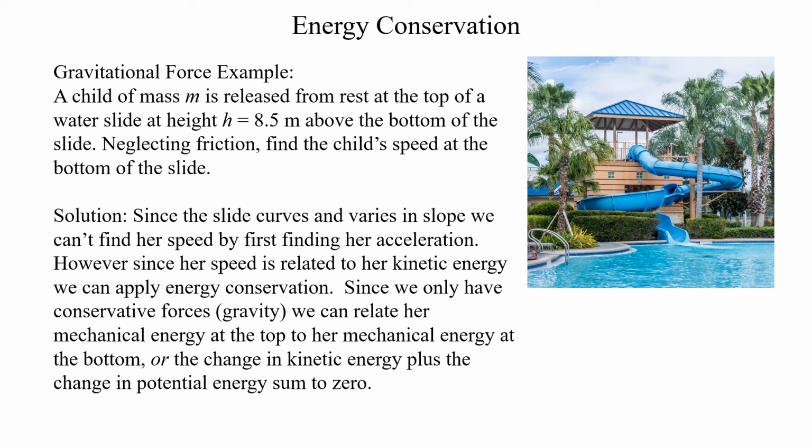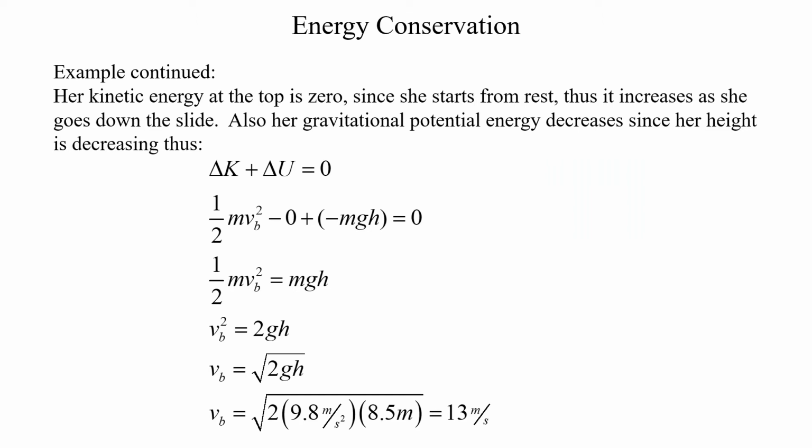So that means the change in her kinetic energy plus the change in potential energy must sum to 0, right? Since the total energy stays constant, any change in kinetic energy plus change in potential energy will sum to 0. Since she starts from rest, her kinetic energy at the top is 0, and as she goes down, the kinetic energy will increase. But also her gravitational potential energy will decrease since her height is decreasing. So we write that the change in K plus the change in U equals 0.